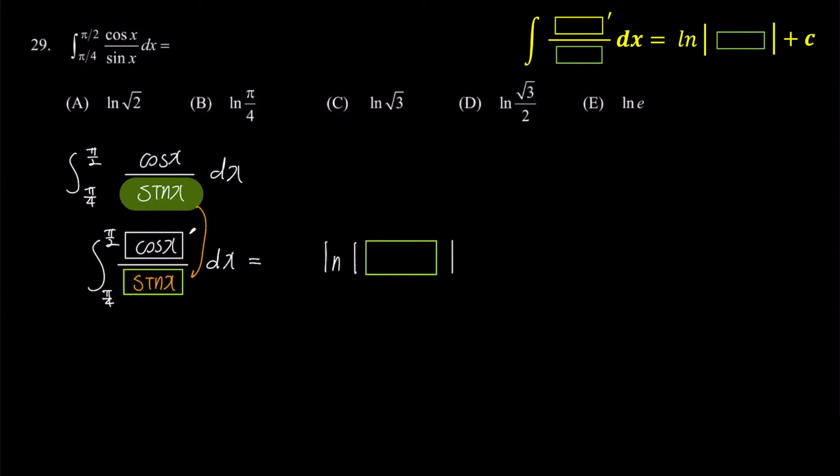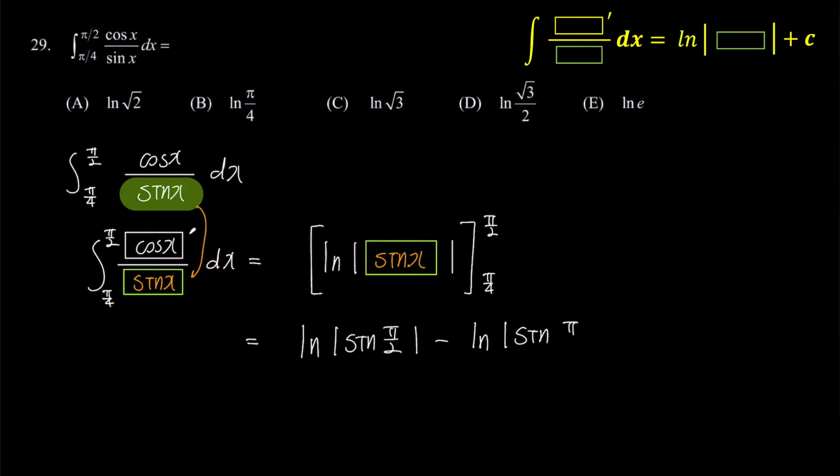Then sine x will also be inserted into the green box on the right side, and now we just need to find the value. If we substitute pi over 2 and pi over 4 into sine x, we need to know these special angles, which I assume you all have memorized. If you're still confused, I will show you the easiest way to memorize the special angles of trigonometric functions in my next video, which I will upload in a few days. Sine pi over 2 is 1, sine pi over 4 is square root 2 over 2.